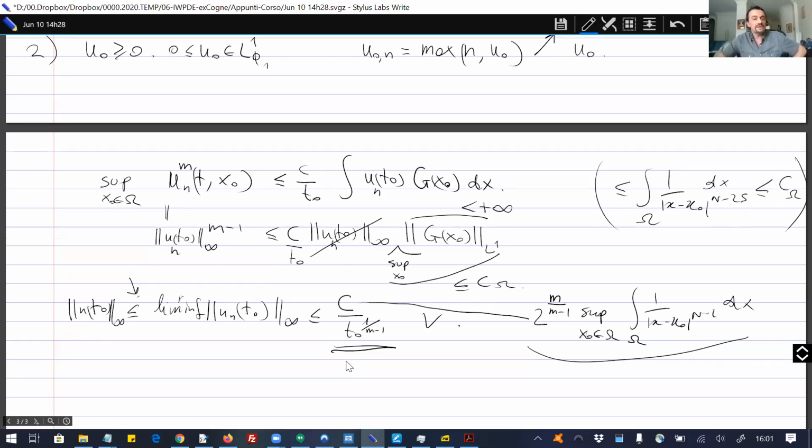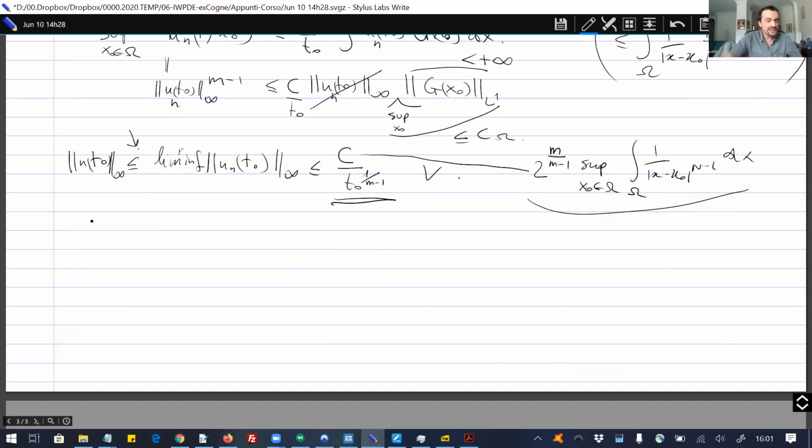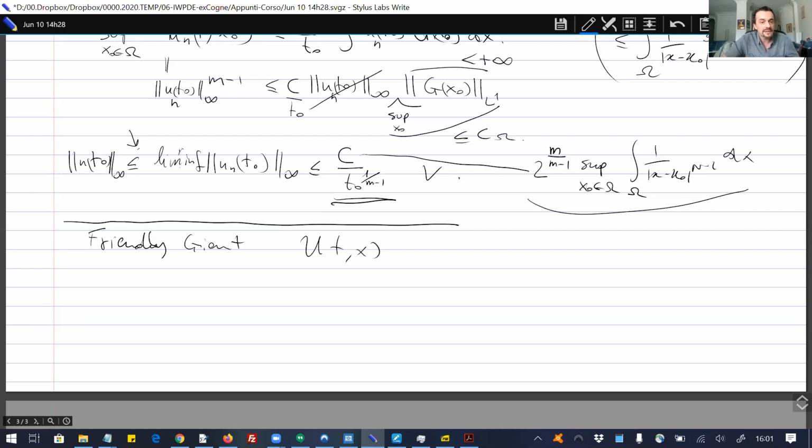What do you do with this? Well, with this, you can construct the friendly giant. What is the friendly giant? Let's recall that the friendly giant is the solution of separation of variables u(t,x), which is a solution to the elliptic problem minus Laplace of S to the m equals c S divided by t to the 1 over m minus 1. This solution starts at t equals 0 being plus infinity.